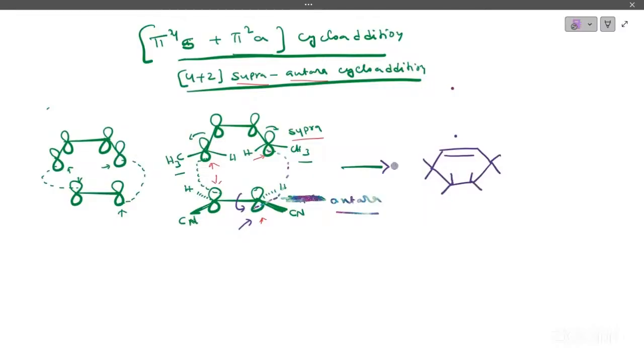At this position, the methyl group is oriented to the bottom. Here, the methyl group is also oriented to the bottom. And here, for the nitrile group, there is no change in this position. But here, the position of the nitrile group is changed. Now, what is the product here? The trans. The all trans product is generated.